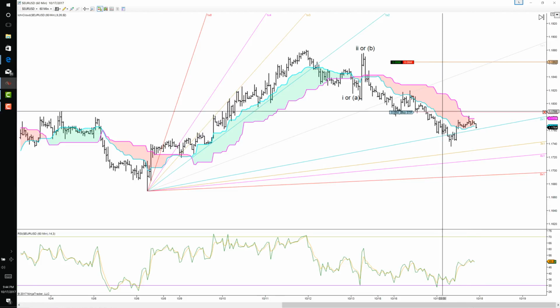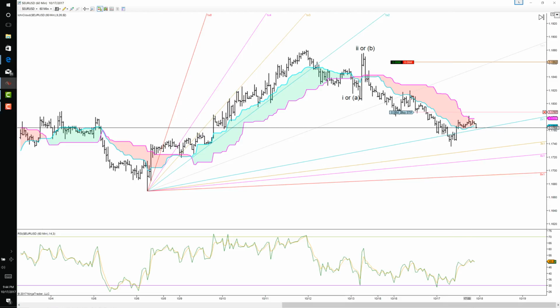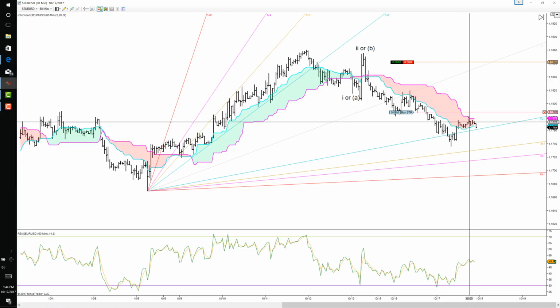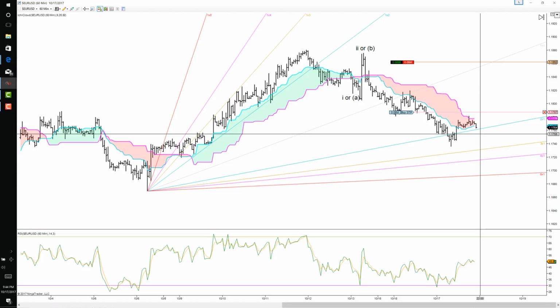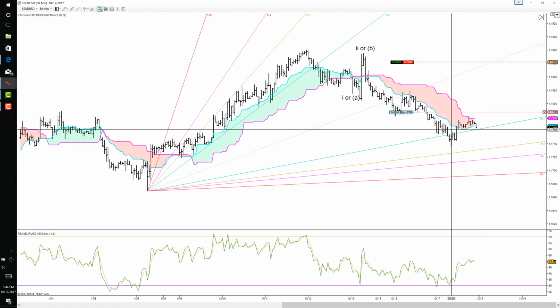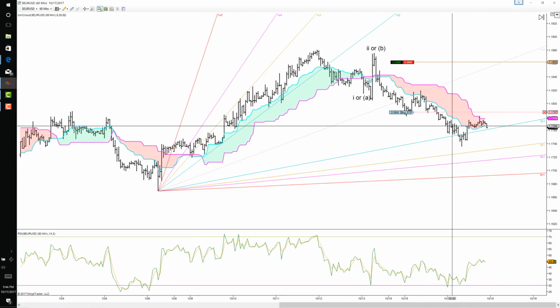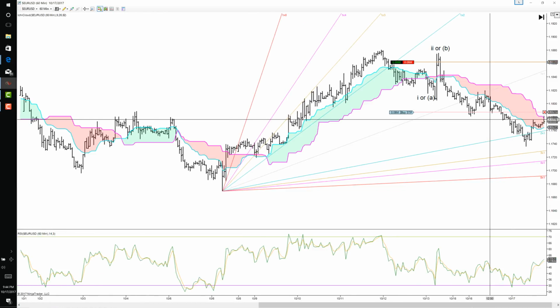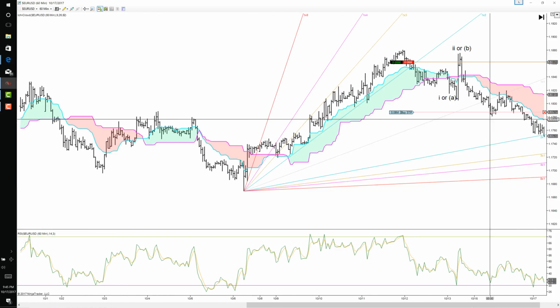However, what needs to happen with the Kumo clouds, if I'm reading it correctly, is once it tightens up, it needs to expand out. And if you don't understand what that means, let's take a look at what it did previously when you saw something like this as it gets narrow, when it was going short.